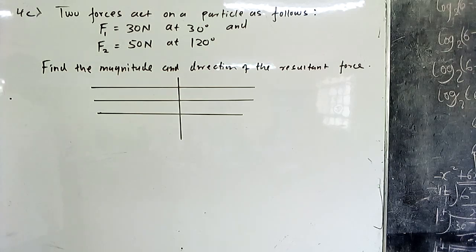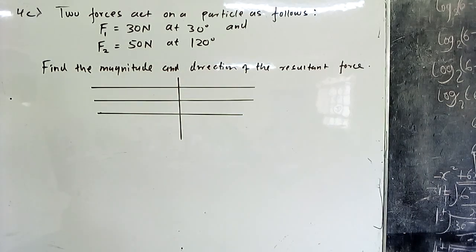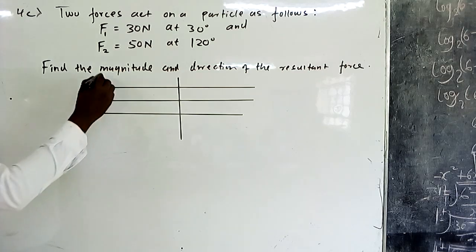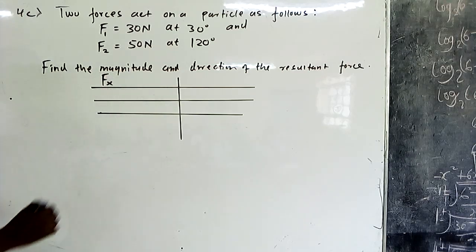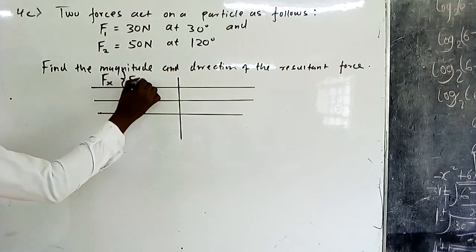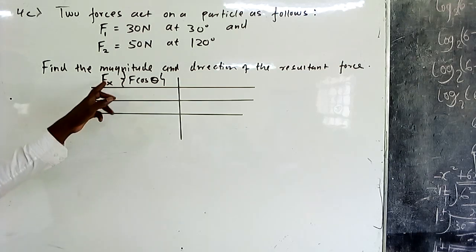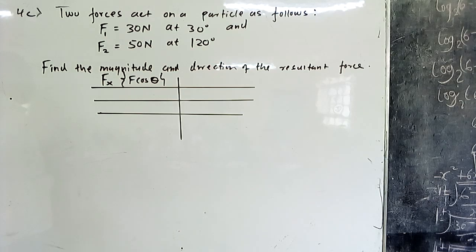So for you to use the parallelogram law, you must resolve the force into its x component and y component. That is when you are able to use the parallelogram law. So it means this side you must have the x component of the force, that is f of x, isn't it? And you know the x component of the force is always given by the force times the cosine of the angle it makes with the positive x, isn't it? So f of x is given as f cos theta.